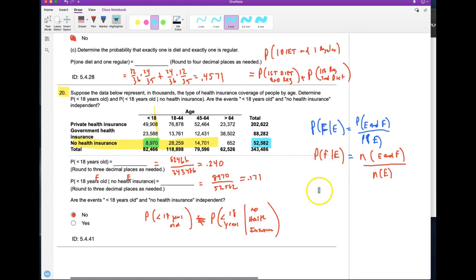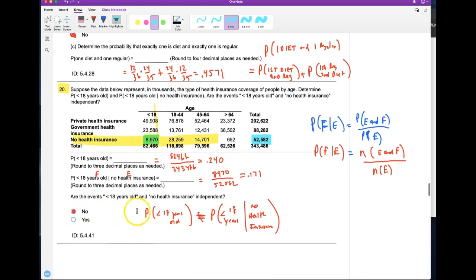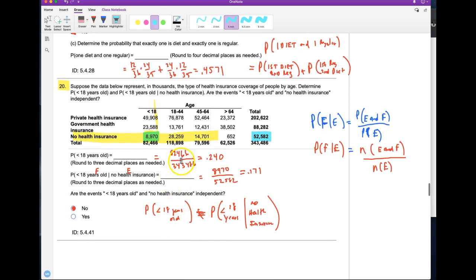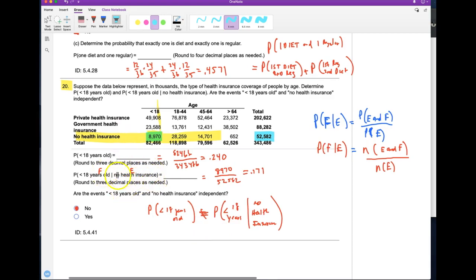And then we know that these are not independent events because the probability of the first one is not equal to the second one. If they were equal, then we know they're independent. But since they're not equal, your type of insurance does influence, or is connected to, your age, right? There is some dependency there.